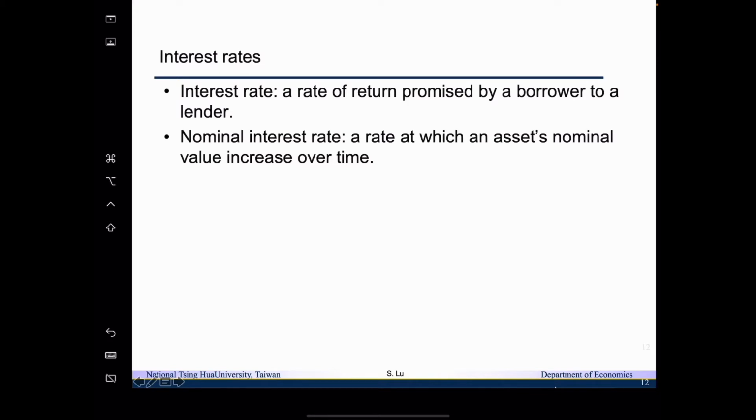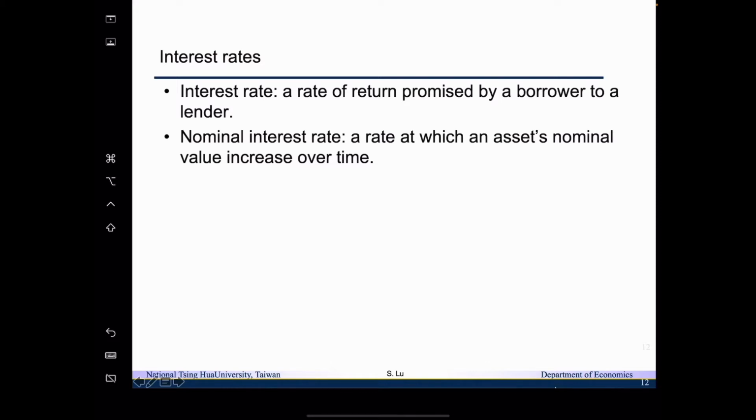For example, when you go to the bank, they report what is the interest rate that they are going to give you for your 3 months deposit. Then that is the nominal interest rate. The nominal interest rate is the rate at which an asset's nominal value got increased over time.